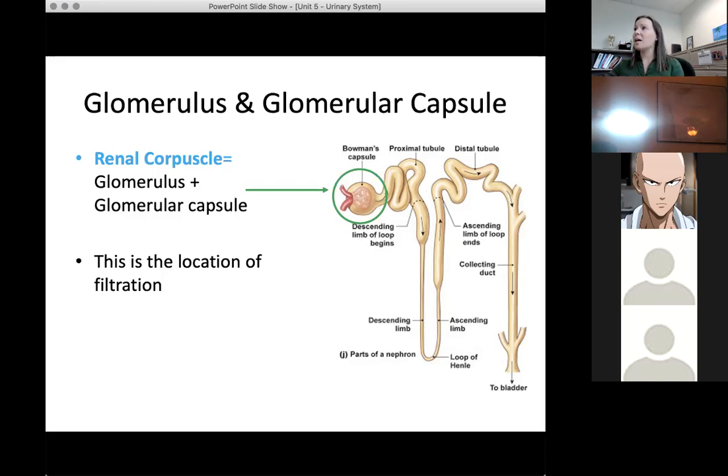This is the site of filtration. This is where blood gets filtered, and it's done primarily by the glomerulus, and then the filtrate is going to go into the glomerular capsule. Those are the two parts of the renal corpuscle. First, the glomerulus is the red, you guys see the red blood vessels in here? That's it. The glomerulus is a mass of capillaries that's specialized for filtration.